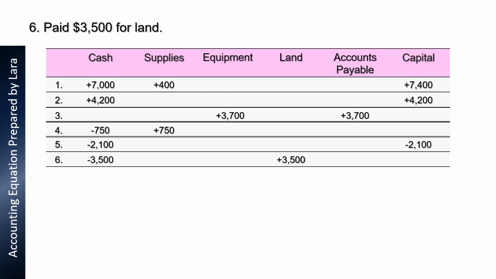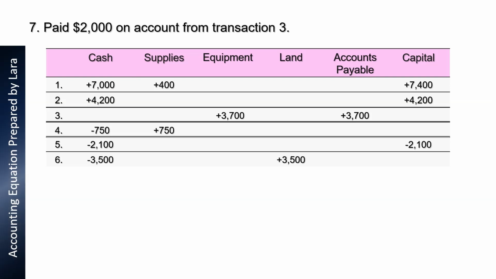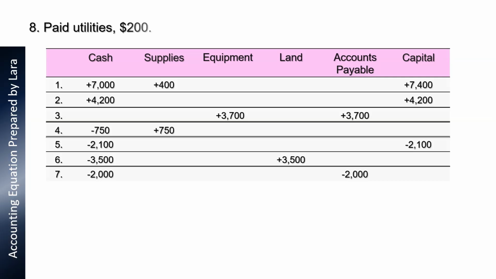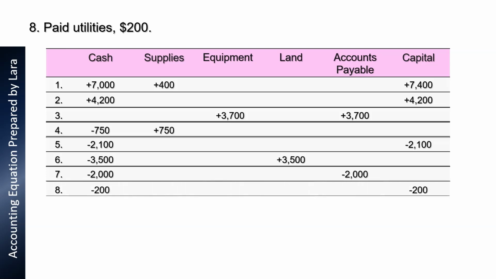Miss Nadia paid $2,000 on account from transaction 3. This leads to a decrease in cash and accounts payable by $2,000. Miss Nadia paid utilities of $200. Thus, cash and capital decrease by $200.